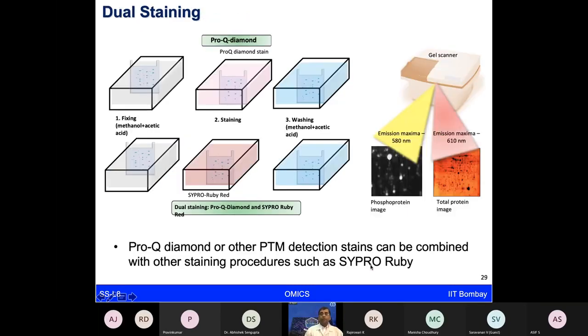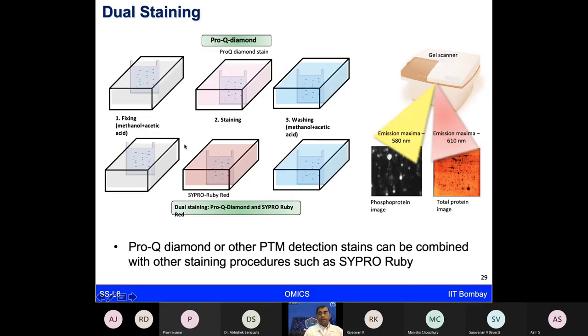But if you're looking at more sensitive stains, and also if you want to do multiple types of experiments on the same gel, you can use the dual staining method. For instance, you are looking at a specific type of modification like phosphorylation. So you can first use this Proteome stain. You stain your gel with Proteome and then obtain an image with the 580 nanometer phosphoprotein imager, and then destain that overnight with just simply water.